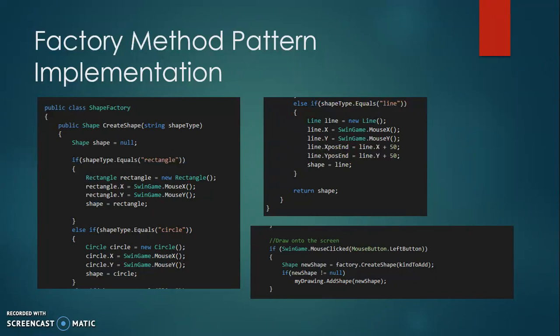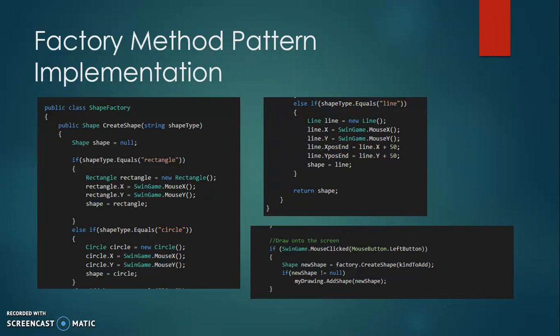Now, how do we use this in our main game file? We create a reference to the ShapeFactory, say factory, and then when we need to create a shape, we'll just say Shape newShape equals factory.createShape, and we pass kind as a parameter to create the particular type of shape that we want in the program.